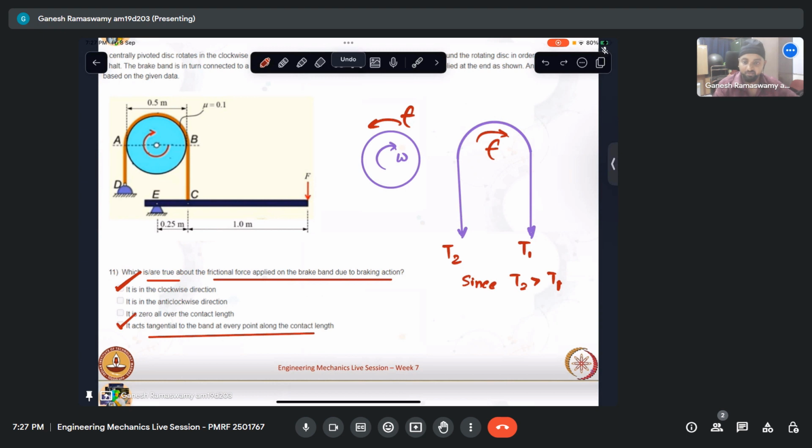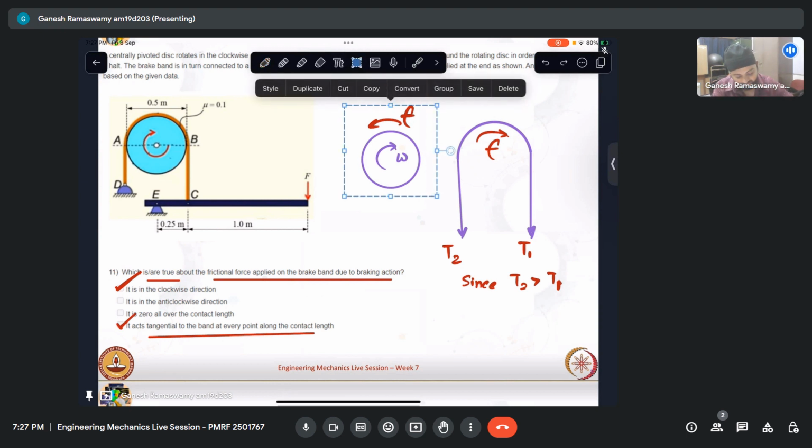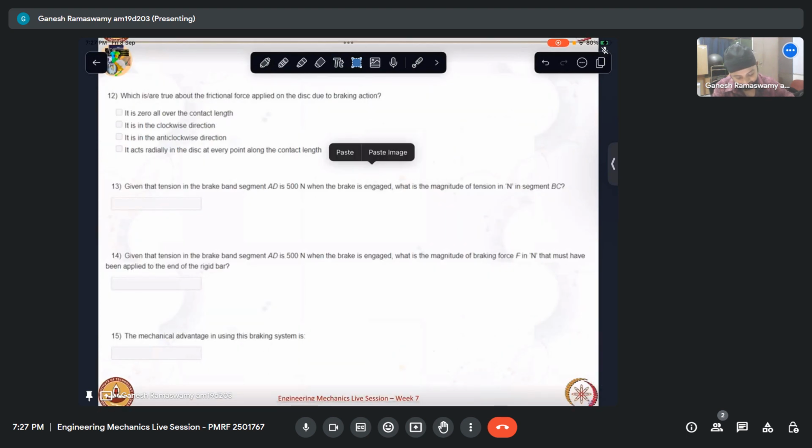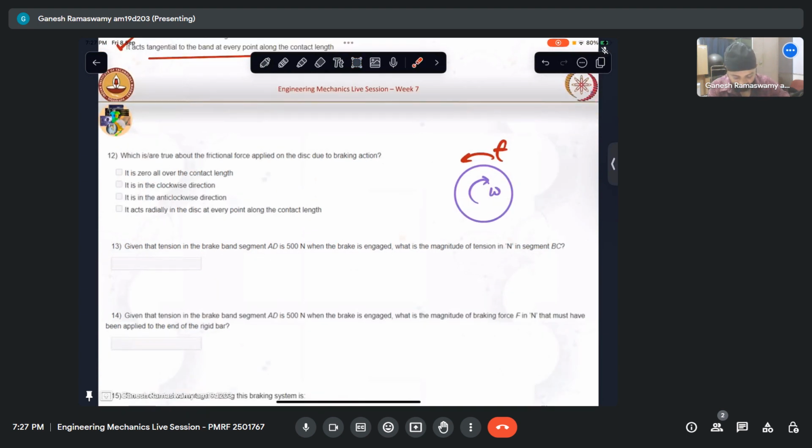Now let me take this and put it here. Now we are talking about the disk. Which of the following is true regarding the frictional force applied on the disk due to the braking actions? Now we know that this pivoted disk is initially rotating in the clockwise direction. So in order for it to stop, the braking force would have to be applied in the anti-clockwise direction. So naturally, this option is correct.